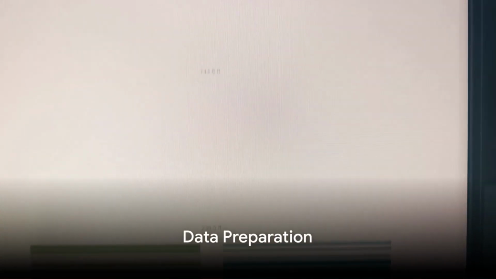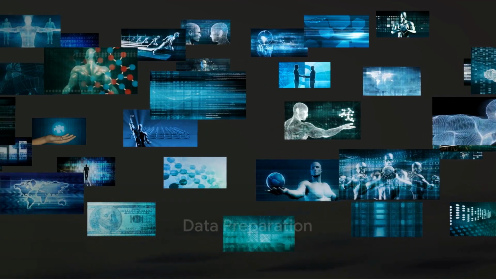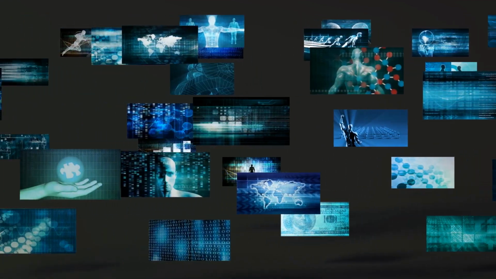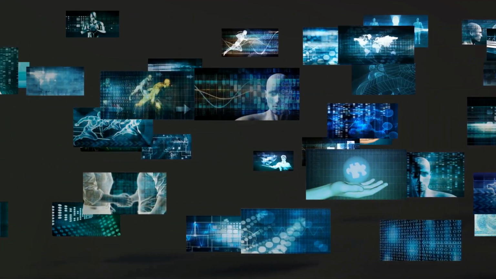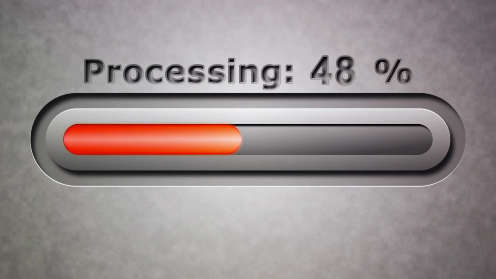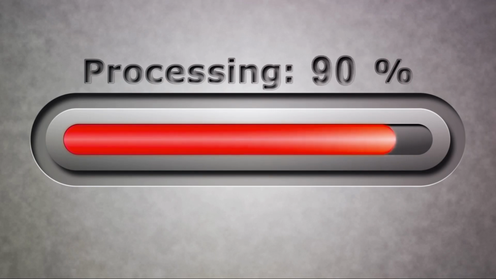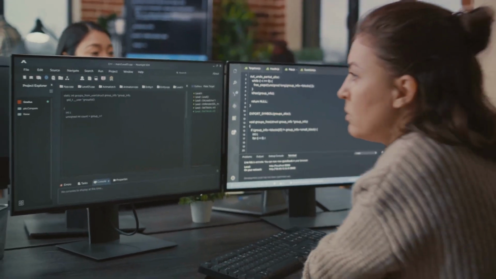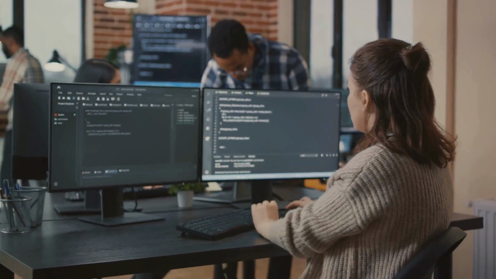Next, we move on to data preparation. This begins with collecting a representative data set for the problem you aim to solve. The data then goes through a pre-processing phase, which includes normalization or standardization for a smoother and more efficient training process. It might also involve handling missing values and encoding categorical variables. The data is then divided into training, validation, and test sets, each serving unique functions in the training process.